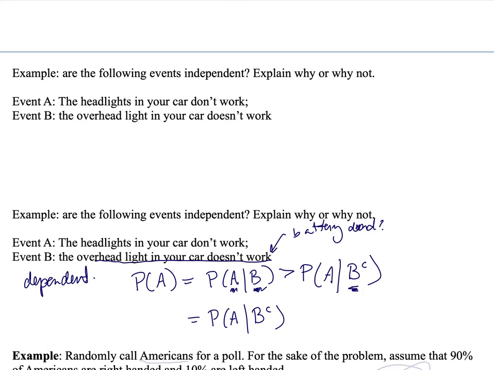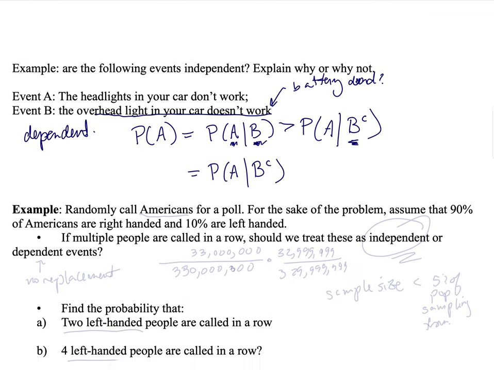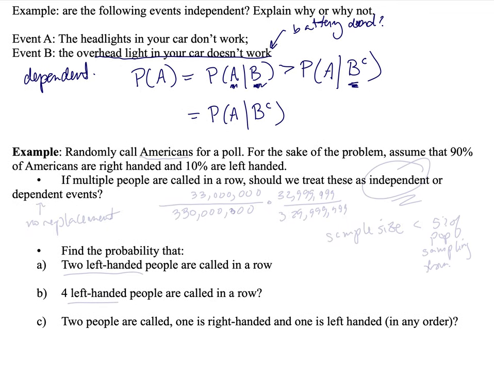Let's look at another example. Suppose we randomly call Americans for a poll, and for the sake of the problem, assume that 90% of Americans are right-handed and 10% are left-handed. Suppose we call multiple people in a row, and we're not going to call the same person twice, and one of the things we ask is if they're left-handed or right-handed. Should we treat these as independent or dependent events? This is sort of a strange situation because the sample size is huge, like 330 million people, and we're calling a relatively small sample.